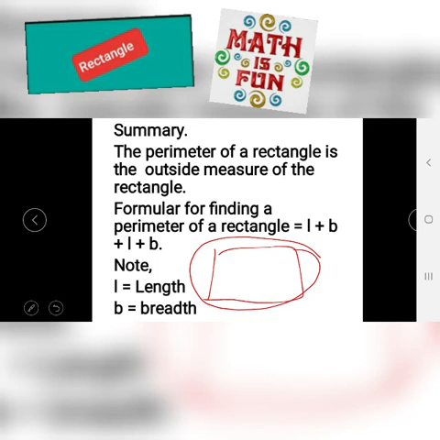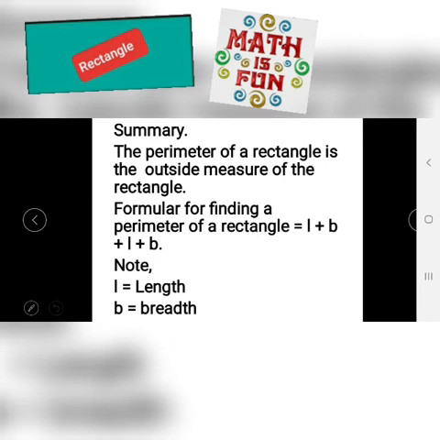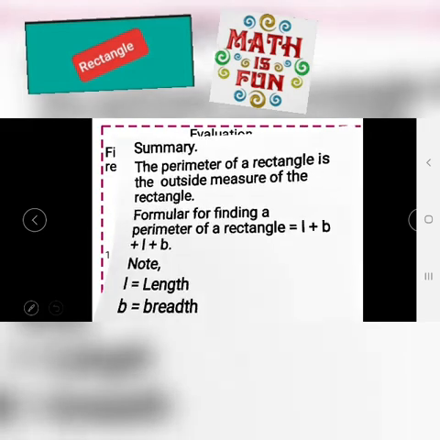So then you have your formula. The formula for finding the perimeter of the rectangle, you have your what? Your length plus breadth plus length plus breadth, because we have 2 lengths and 2 breadths. Note, your L is for length and your B is for what? Your breadth. So do not forget that.